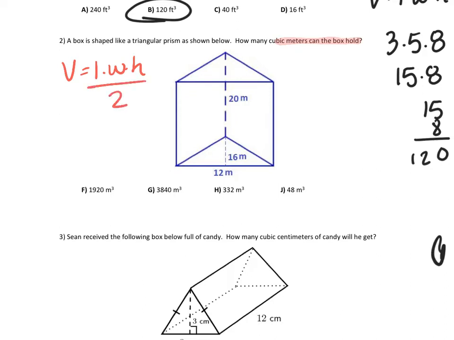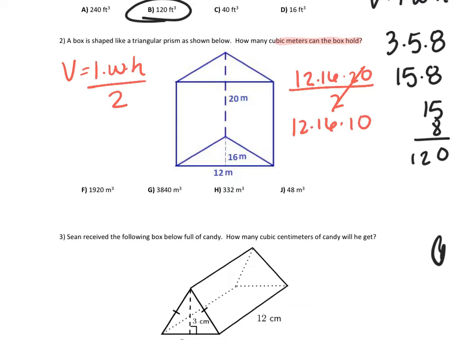Pyramids are 3. Prisms are 2. Either nothing or 2. So we're going to say 12 times 16 times 20 divided by 2. I personally am going to take half of something and just go ahead and clear it out. So I personally would take half of 20 and get 10. So 12 times 16 times 10.